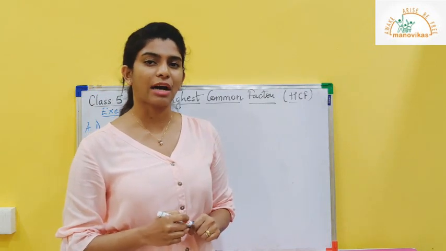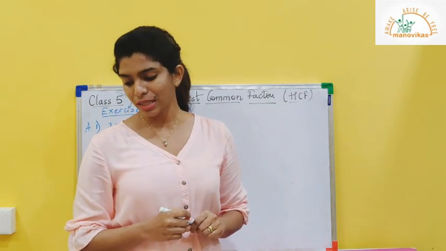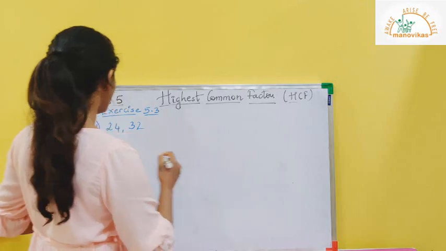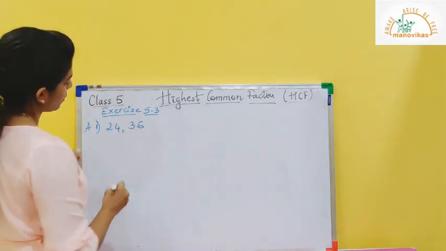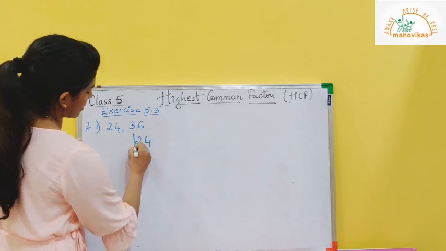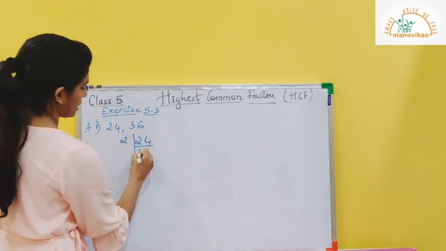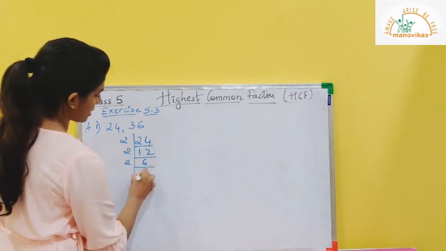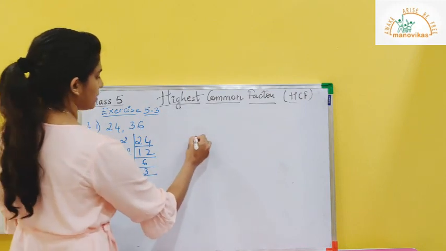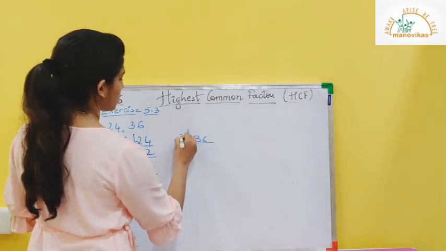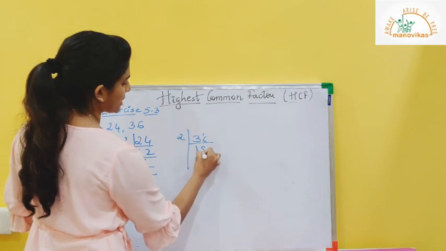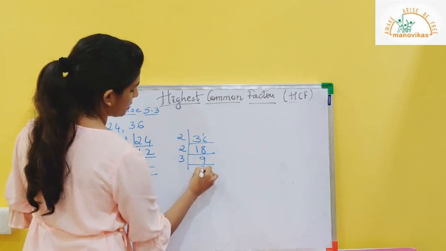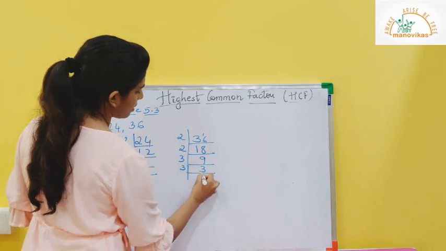Now let's solve exercise 5.3, page number 68. Question A. Find the HCF by finding all factors. First one is 24, 36. So you have to do prime factorization of 24 first. Then 36: 2 1s are 2, 2 9s are 18, 3 3s are 9, 3 1s are 3.